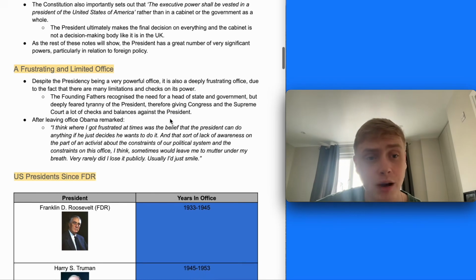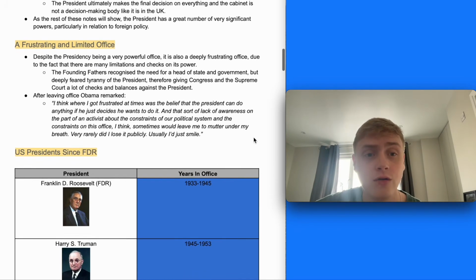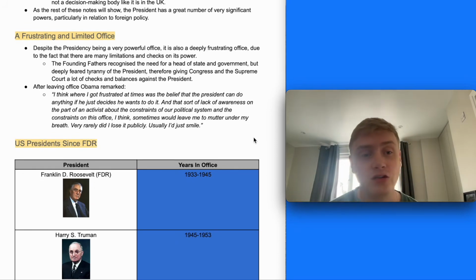After leaving office, Obama remarked, "I think where I got frustrated at times was the belief that the president can do anything if he just decides he wants to do it," which I think much of the US population and much of the world as a whole effectively see the presidency that way. They recognise that it is a very powerful office. But he said, "And that sort of lack of awareness on the part of an activist about the constraints of our political system and the constraints of this office sometimes would leave me to mutter under my breath. Very rarely did I lose it publicly. Usually I'd just smile."